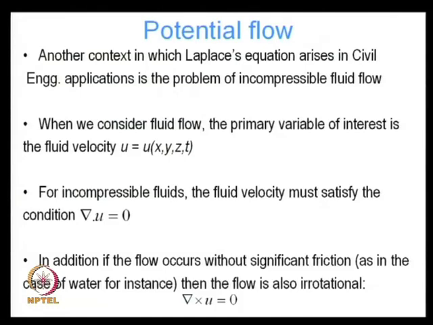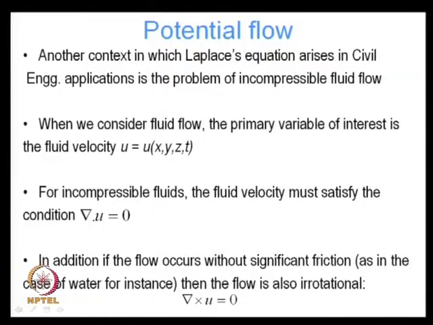The condition is that the divergence of the velocity must be equal to 0. Now, in addition, suppose I am considering flow through a pipe, and suppose I assume that there is not much friction, then I can also assume that the flow is irrotational. The flow is irrotational, and what does that mean? That means that the curl of the velocity is equal to 0.